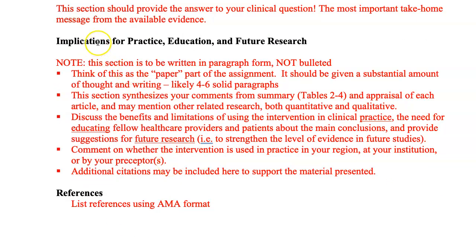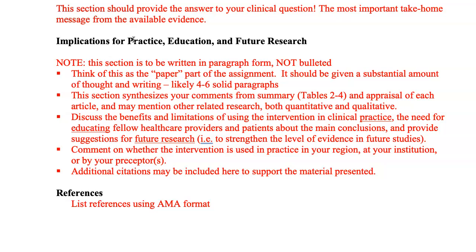The next section, implications for practice, education, and future research. This is like the paper part of the assignment. You're going to need to really think through what you've been doing for the last several weeks, or however long we've been working on this assignment. And you should give it a substantial amount of thought and writing. I want it to be between 4 and 6 solid paragraphs. And you're going to be citing references throughout this section.